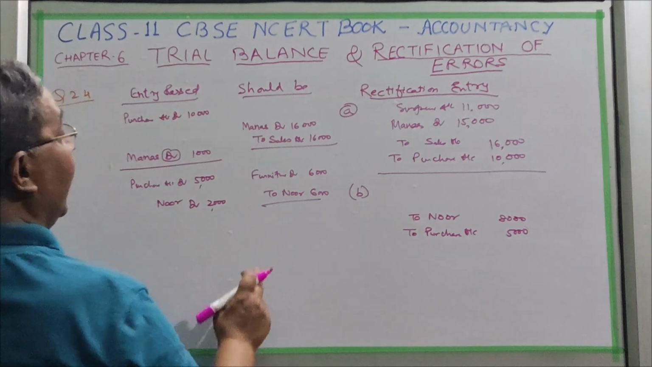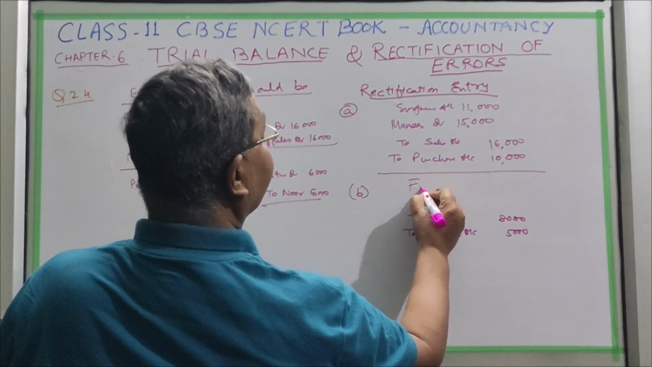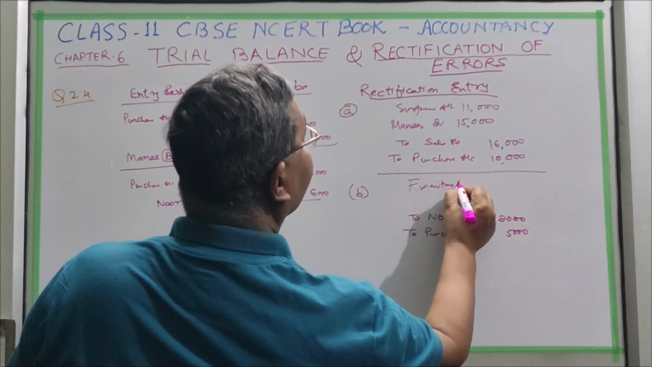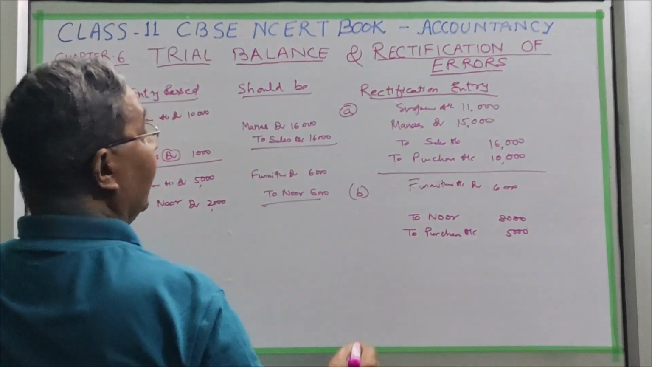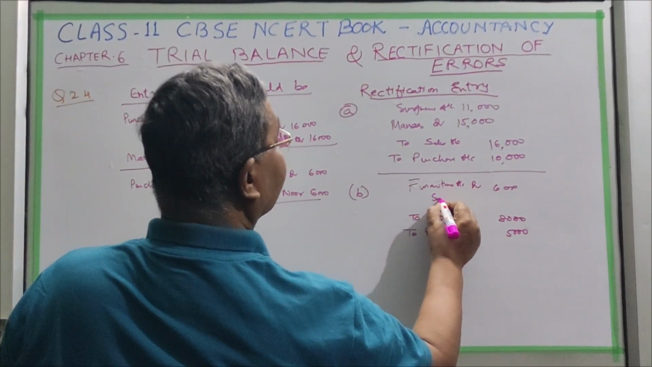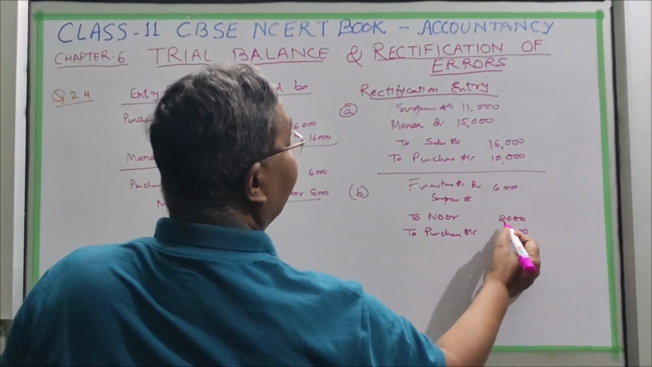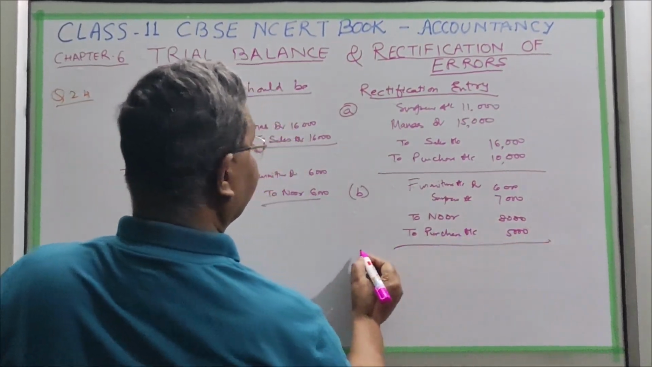And furniture account debit you have not done. Now you debit furniture account 6,000. Difference suspense account. Suspense account debit 8 minus 5 is 13, 7, 6, 13. This will be your entry.